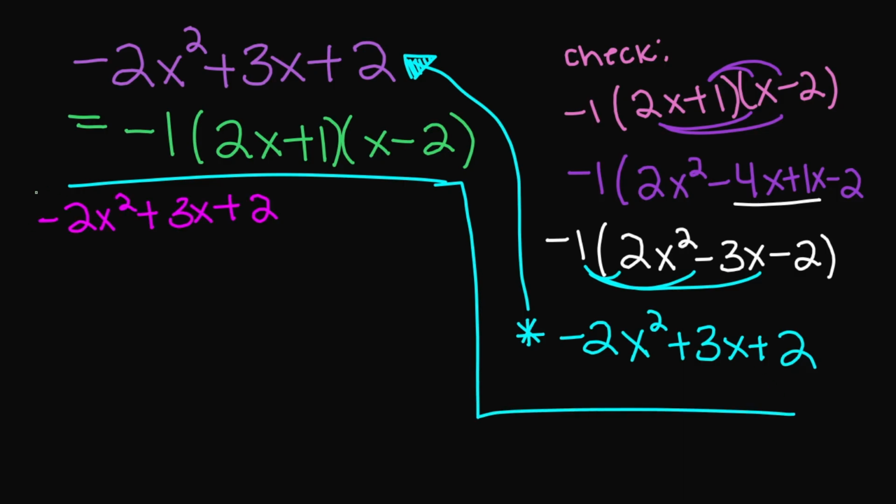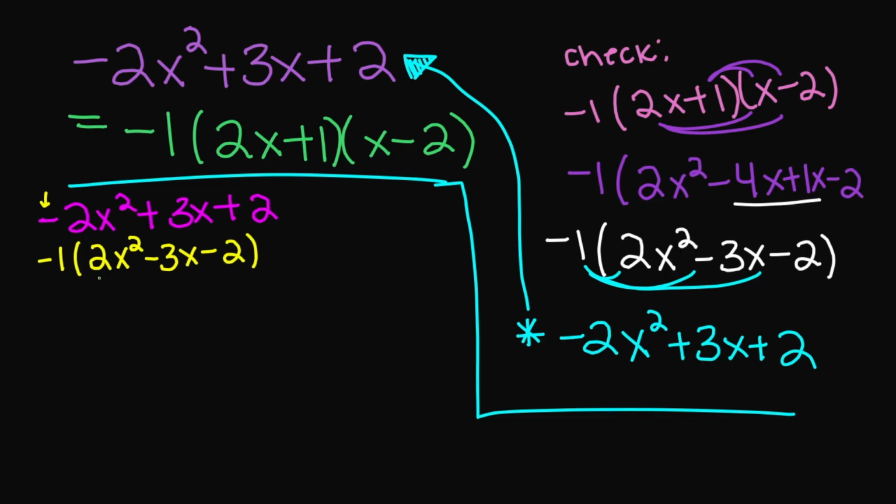Now, let me show you how to solve this, just in case you want to see. The first thing you're going to do, notice you do have a negative leading coefficient, so you do need to factor that out first. So if I factor out my negative 1 first, I'll be left with 2x squared minus 3x and then minus 2.